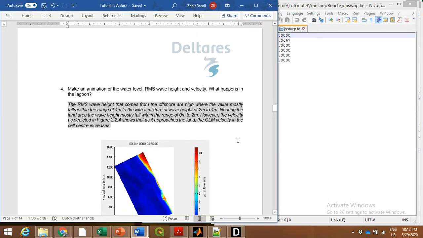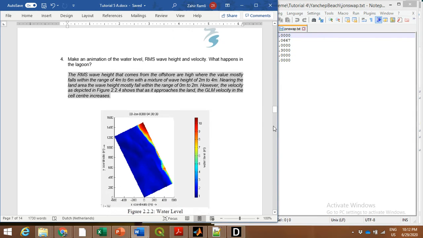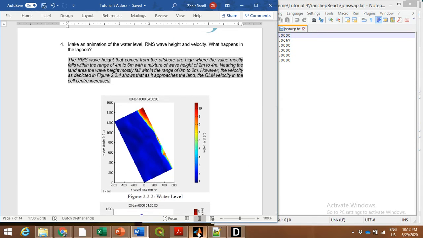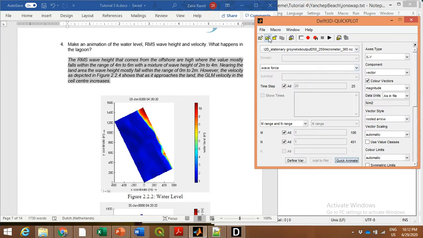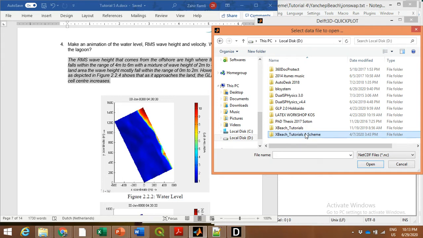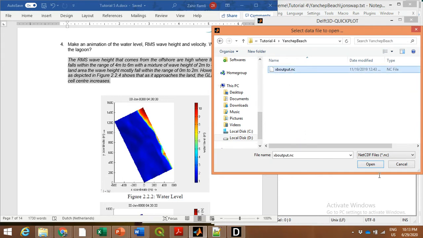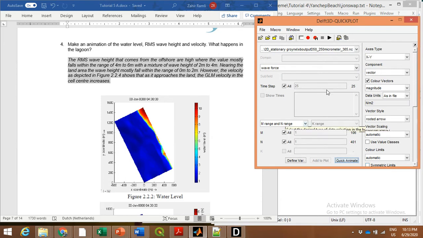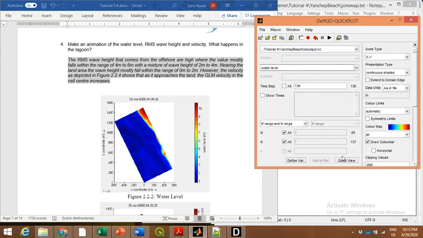Then number 4, moving on. Make an animation of the water level, RMS wave height and velocity. What happens in the lagoon? This is the root mean square, meaning that for all wave heights of the wave group that happened inside the simulation, they take the RMS wave height. So inside here, you can just go to quick plot and then you read the animation, and then you can do the simulation of water level, run it for all, quick animate.